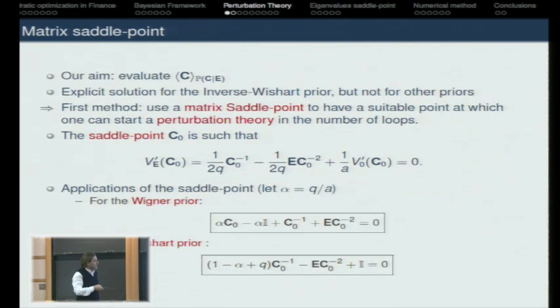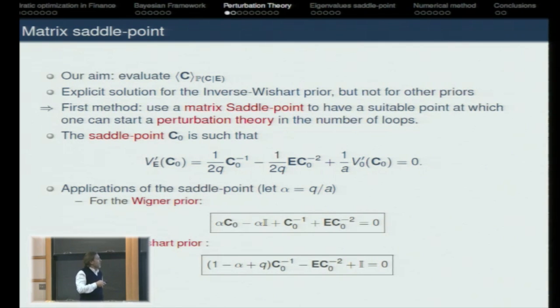But now I want to go a bit further analytically to see how much we could gain for any prior. Okay, so what we want to do is estimate the expectation value of C in our posterior distribution, which is essentially a matrix model with the external field E.